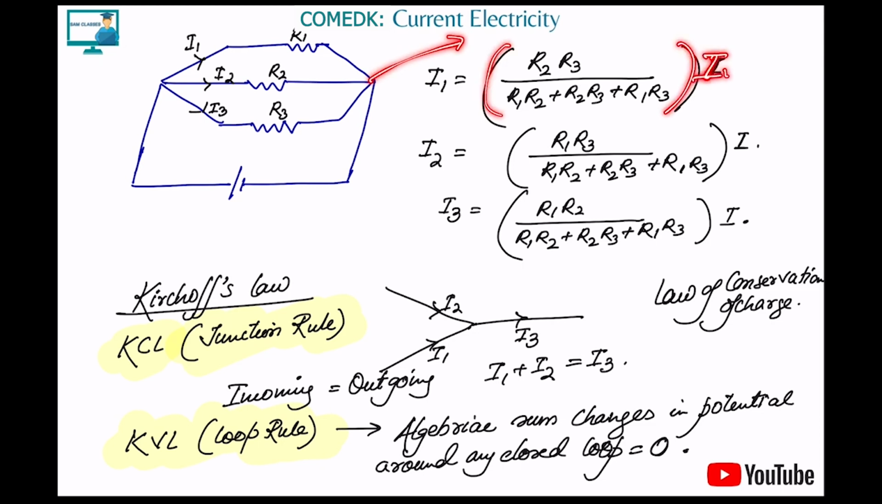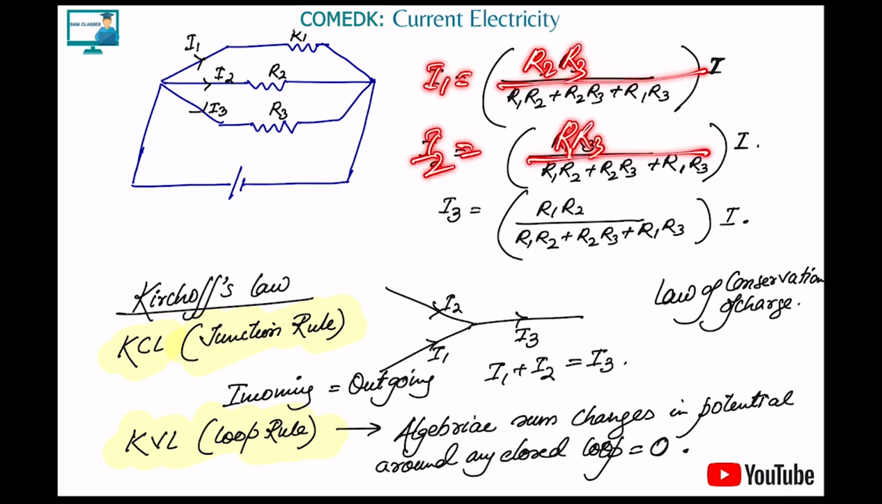But still, if somebody is very good with the formula, they can mug up this formula and they can solve a lot of questions based on this. So it will be easy. It's like a kind of base theorem. So I1 is equal to what? R2 R3 by total. I2 will be equal to what? R1 R3 by total. So you can understand like that.